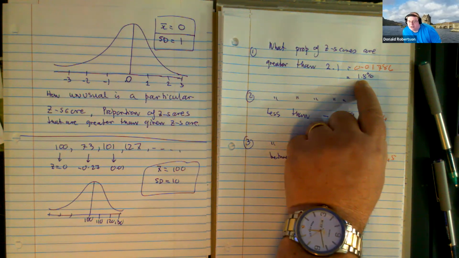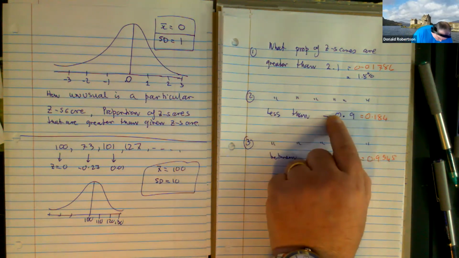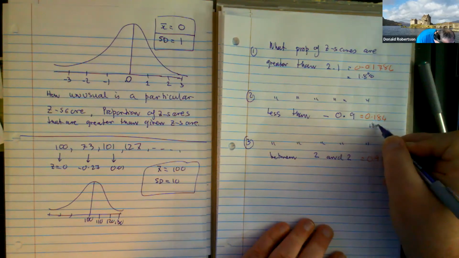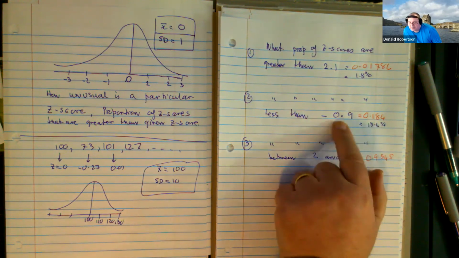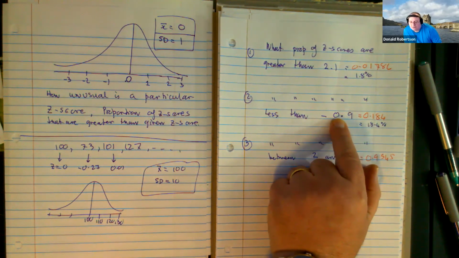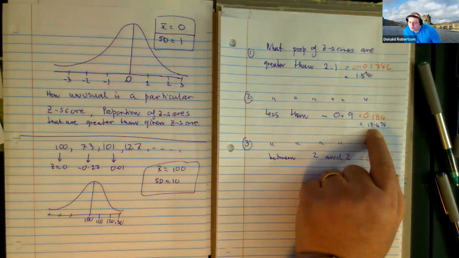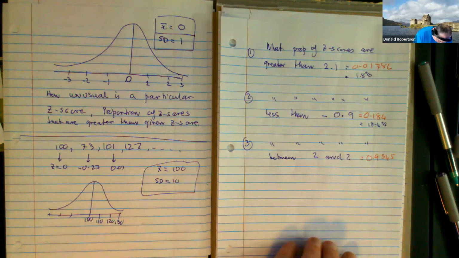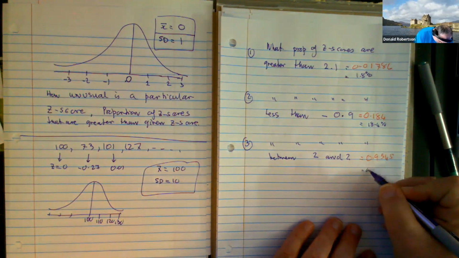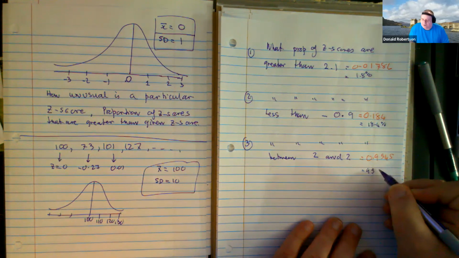Now, less than negative 0.9, that's about 18.4%. Well, that negative z-score or worse, 18% of the people are going to have it. It's not great, but you're not the last person in the class either. There are people who are going to do worse than you. You're beating 18.4% of them. Now, this one is 95, at least to the nearest whole number. So that's what I'm going to call it.